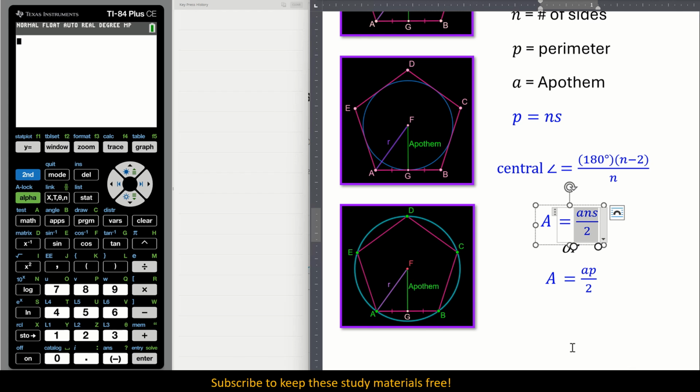Now, really the main thing we're working with is area, which is the apothem times number of sides times side length, all divided by 2. Okay, let's move on to number 1.